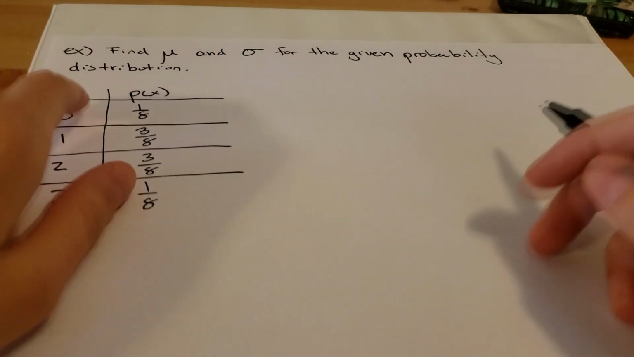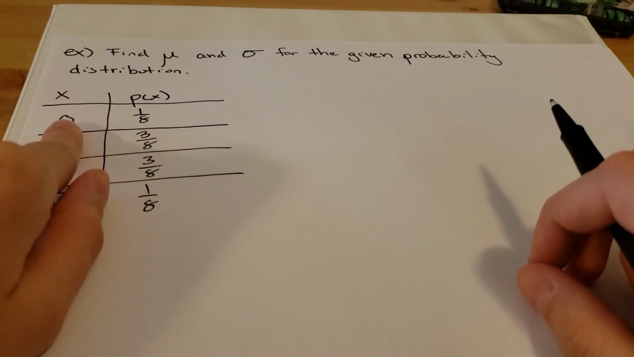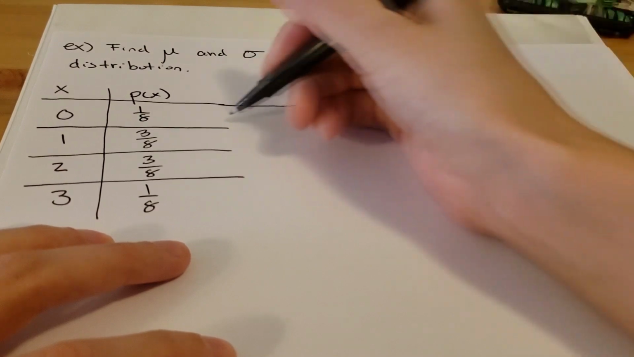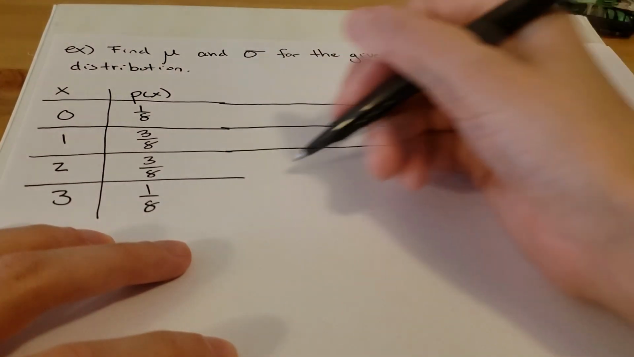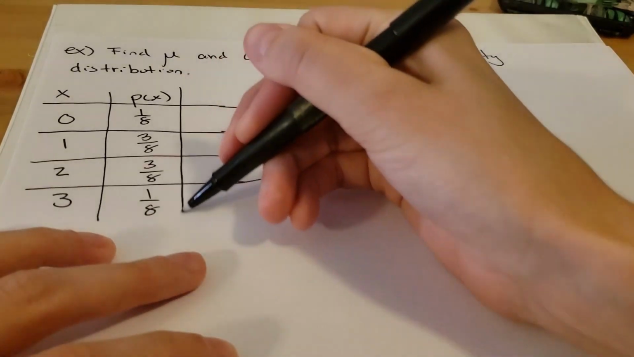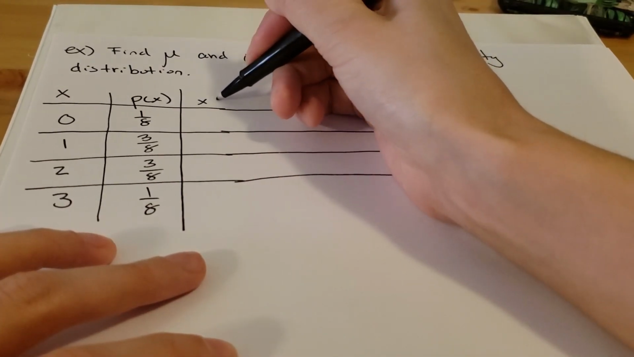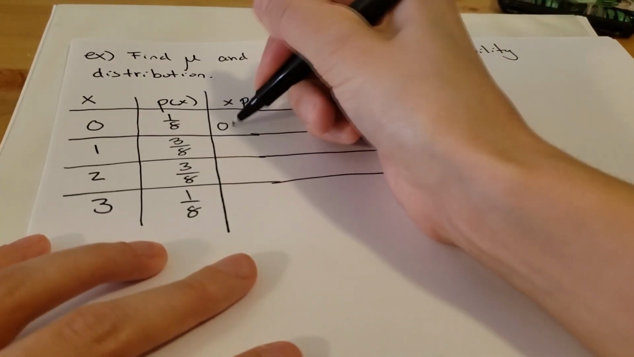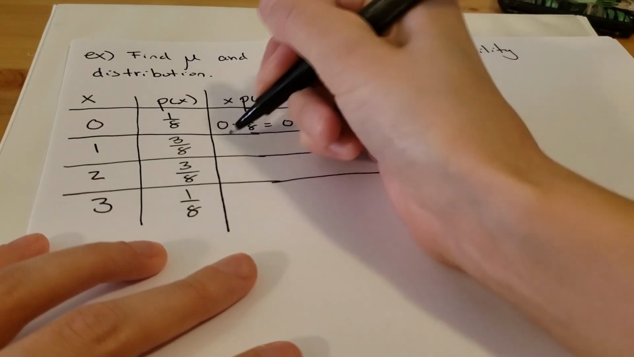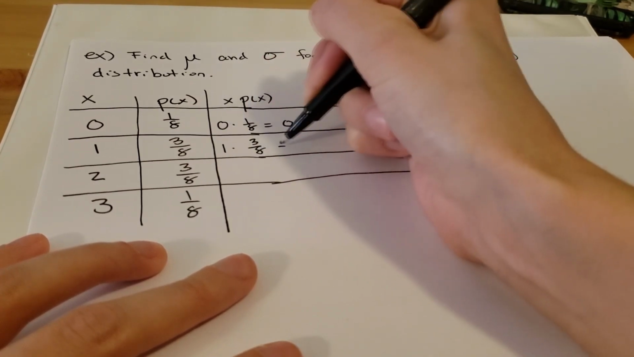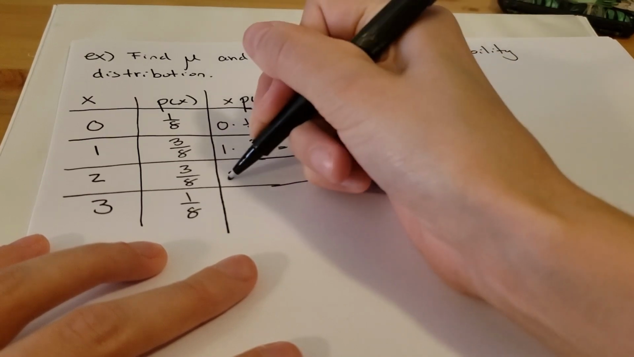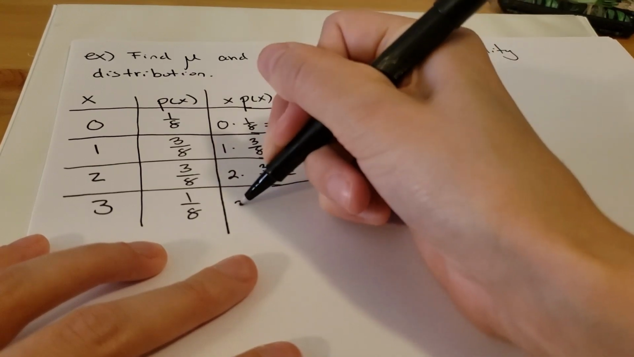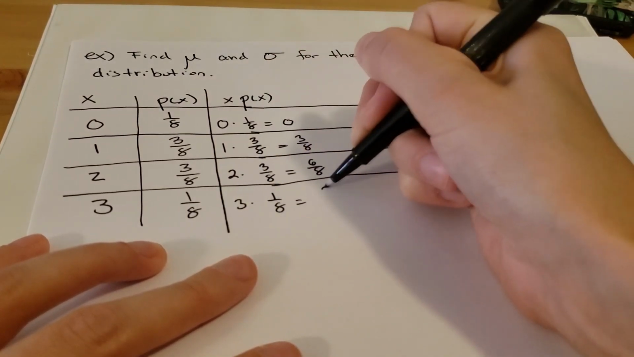In order to find our mean, we need to multiply each possible outcome by its associated probability and then add all of them up. So I'm going to extend this table out so we can write all of our information in here. We're going to calculate each x times p of x. So we have 0 times 1 over 8, which is 0, 1 times 3 over 8, which is 3 over 8, 2 times 3 over 8, which is 6 over 8, and 3 times 1 over 8, which gives us 3 over 8.